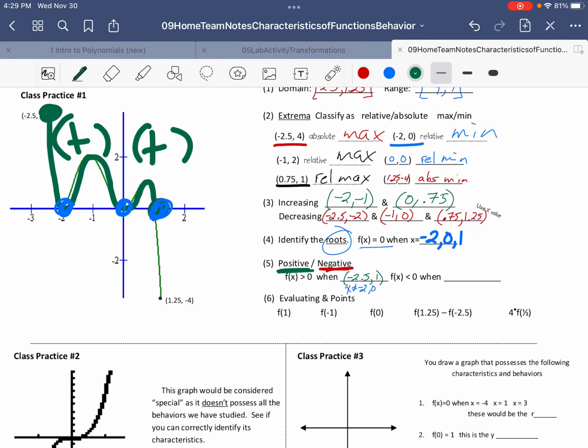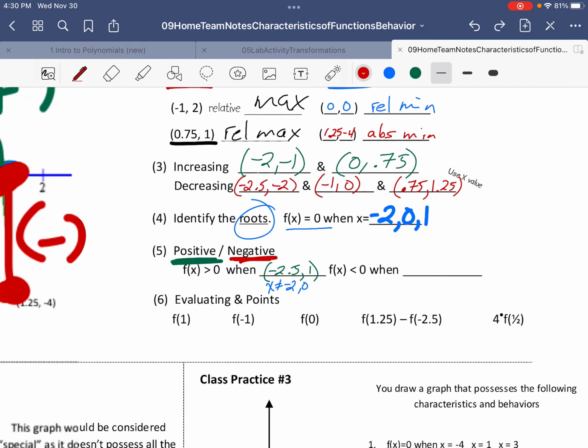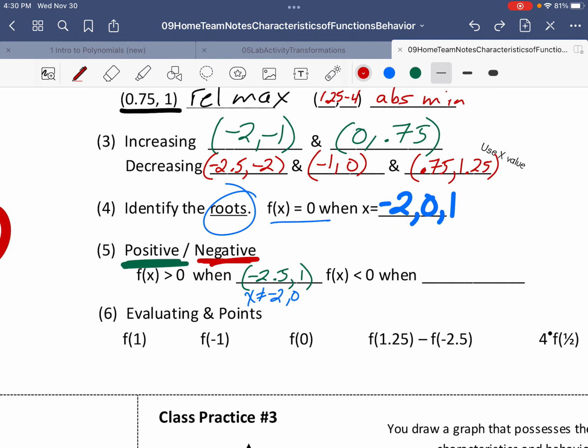I do want you to make sure that you know the graph is positive in the green region and the graph is negative in this red region. So we just need to say that we're negative between these 2 red dots. Again, negative means that we're less than 0, and so between those 2 red dots would be between 1 and 1.25.